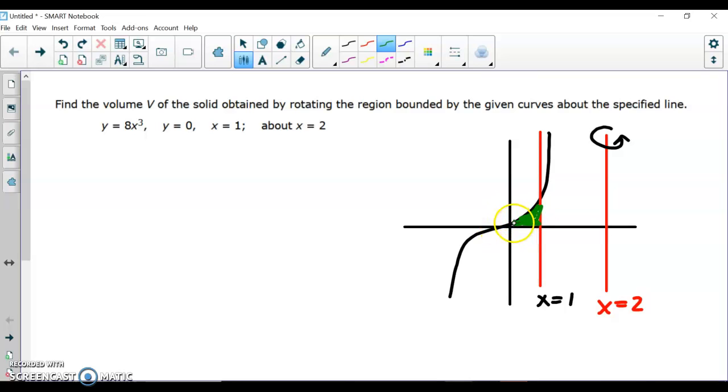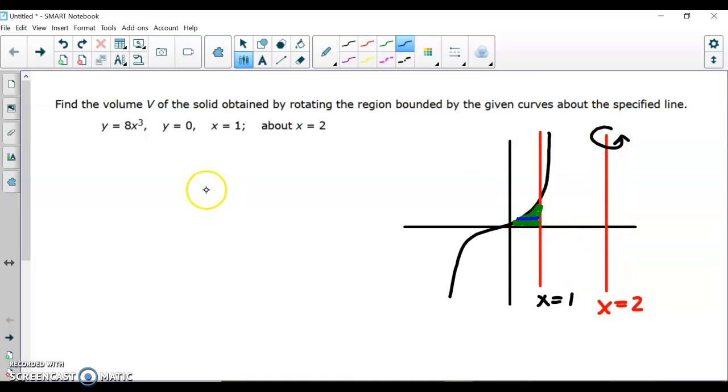So in this case, you actually can do this with shells or with disks. And there's two different approaches for this. Because this is a 6.2 question, we're going to do this with the disk method. Or actually, in reality, it's going to be a washer method. So remember, whenever we're doing the washer method or the disk method, we want to draw the strip that we will be rotating perpendicular to our axis. So we want to be perpendicular to this axis, x equals 2.